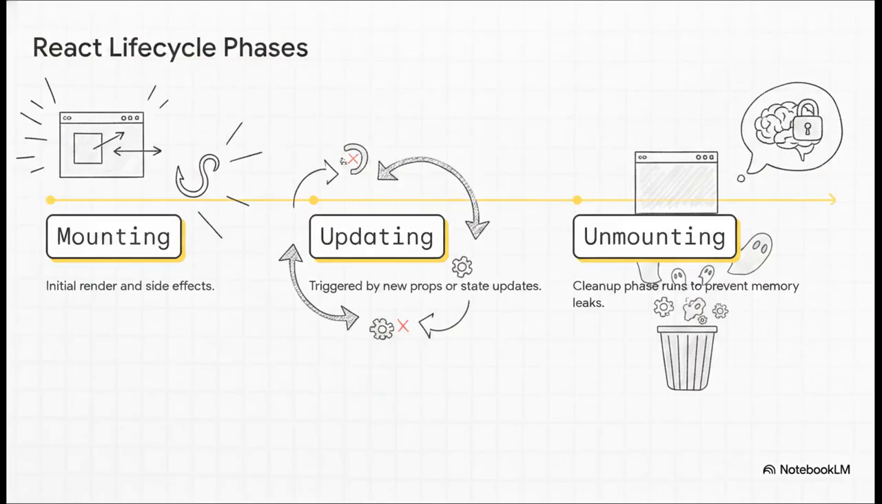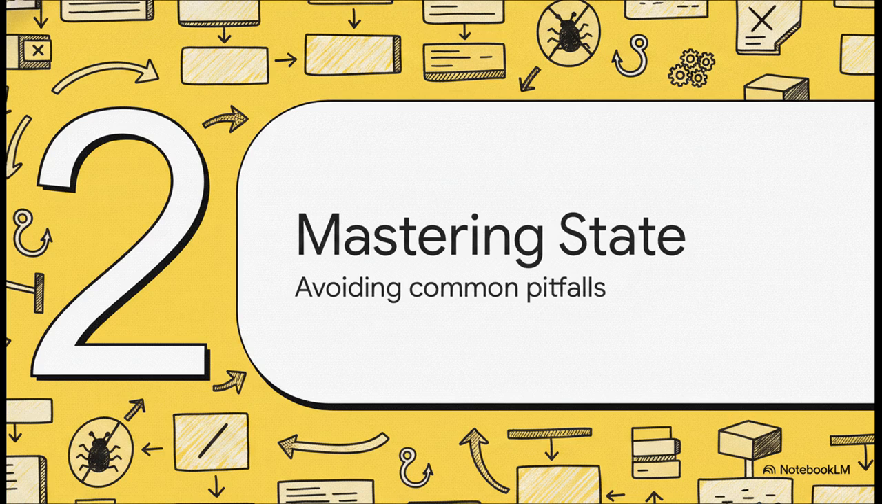So looking at this lifecycle timeline, we can see exactly when our hooks are actually interacting with the browser. You've got mounting, updating, and then unmounting, which is where that crucial cleanup phase runs. Truly internalizing this timeline is how we make sure we don't accidentally trigger wild infinite loops or cause massive memory leaks in our apps.